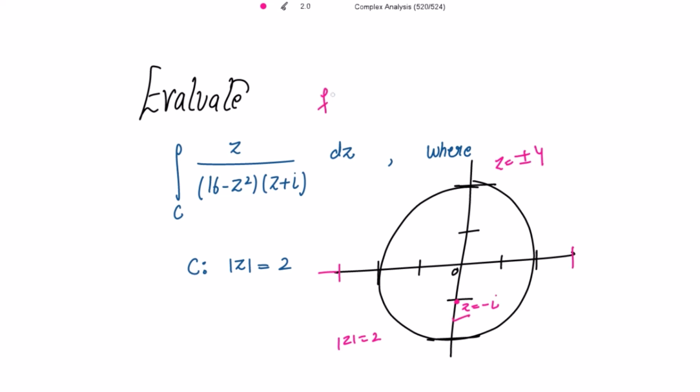Now here, what is f(z)? It is because when taking this bracket equal to 0, we are getting the points z = ±4 that are lying outside the circle. So for f(z), we must include this bracket also along with the numerator.